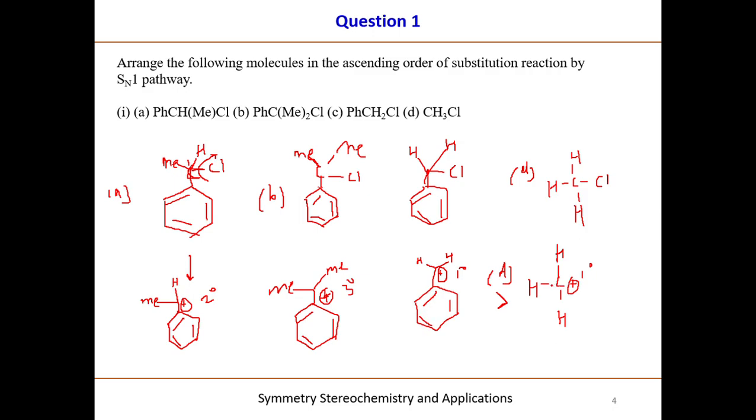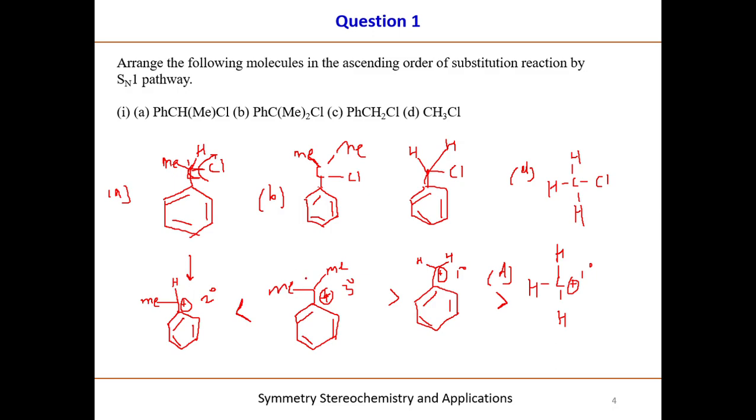But here you can see that all three substituents present on the carbon are hydrogens only, so this is the least stable. Then the stability will be like this. The primary one is less stable than the secondary one, and the secondary one is less stable than the tertiary one, because, as I told you, tertiary carbocations are the most stable carbocations.